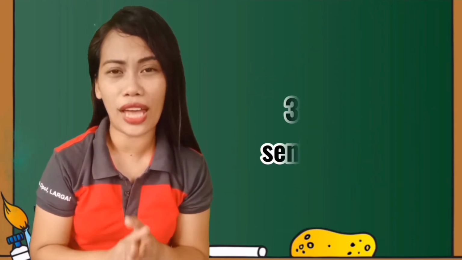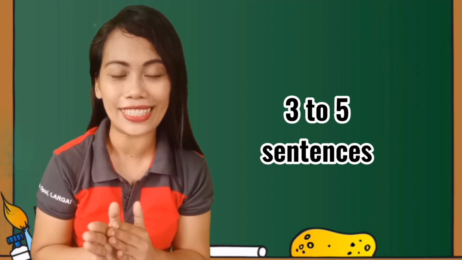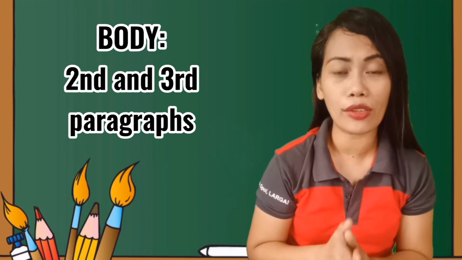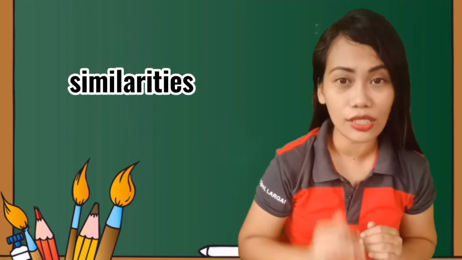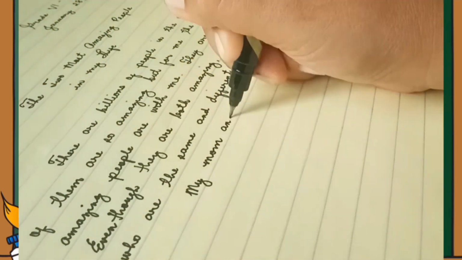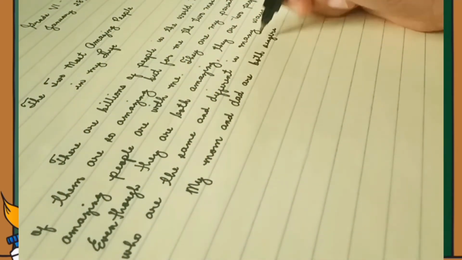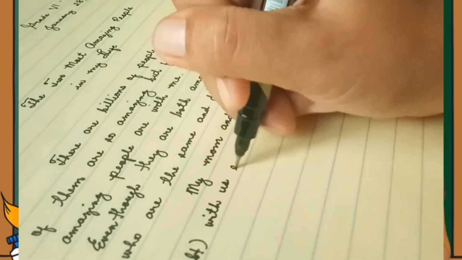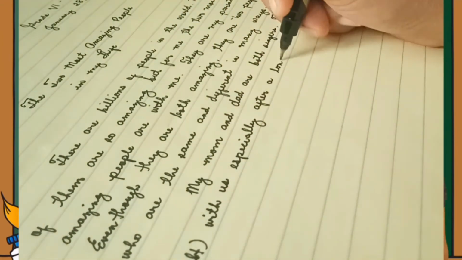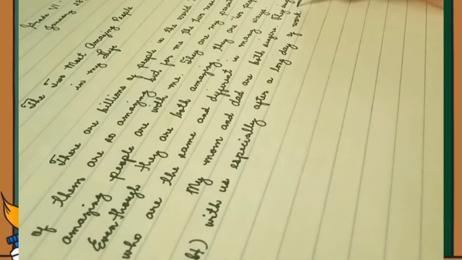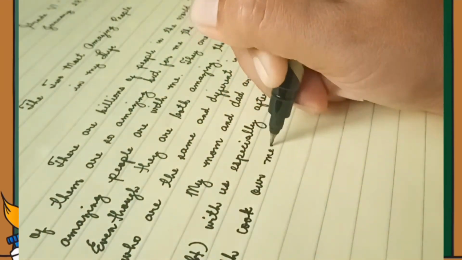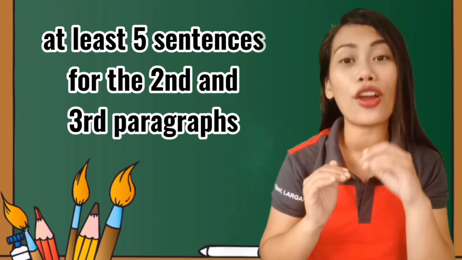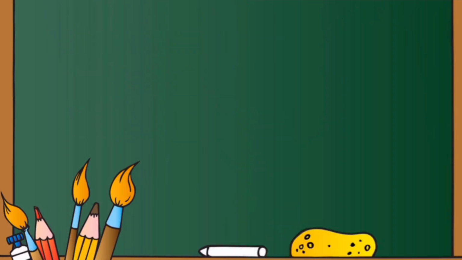Usually, the introduction will just have 3 to 5 sentences. The body, which is the second and the third paragraph, will talk about their similarities and differences. Similarities might come first. What are those characteristics and traits that they have na parang magkakatulad sila doon? Okay? So, things that they do together, they love together. So, ano yung mga magkatulad sila? So, that will be for the second paragraph. You can have at least 5 sentences for the second and third paragraphs.